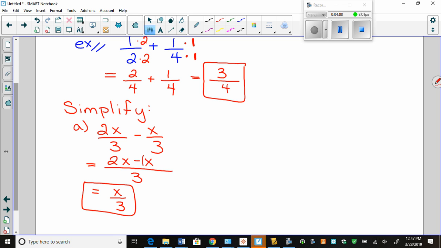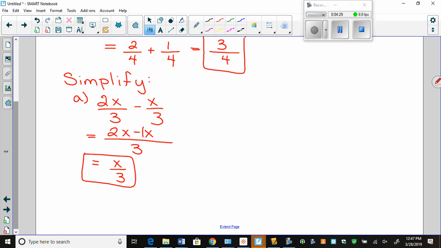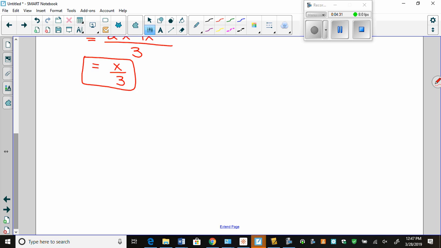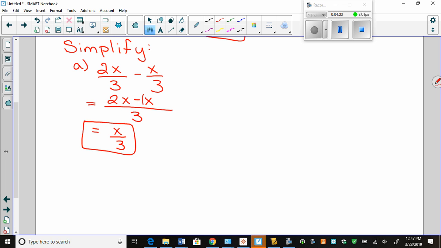And I'm done. Why don't I have to state non-permissible values? Because there's no variables in the bottom. It's just a number, right? So there's no way that the denominator can be 0. It's 3. It can never be 0. It's actually 3, right? It can't actually be anything but 3 because that's what it is. Collecting like terms, 2x minus 1x.